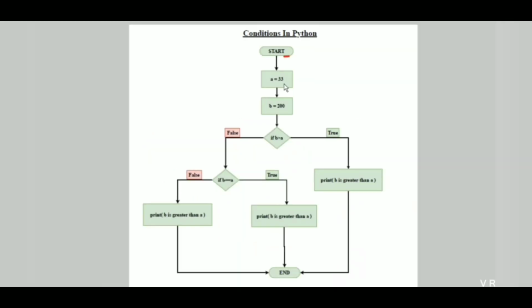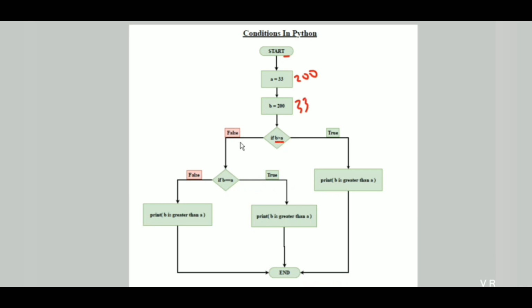So at first we started our program and defined a variable a whose value is 33 and another variable b whose value is 200. Again in the diamond box we check the condition whether b is greater than a or not. Here b is 200 and a is 33, so it will follow this path and print b is greater than a, and then end the program. But if we reverse the values in a and b, interchanging them, then a will have 200 and b will be 33. Now this condition will be false, so it will follow this path.